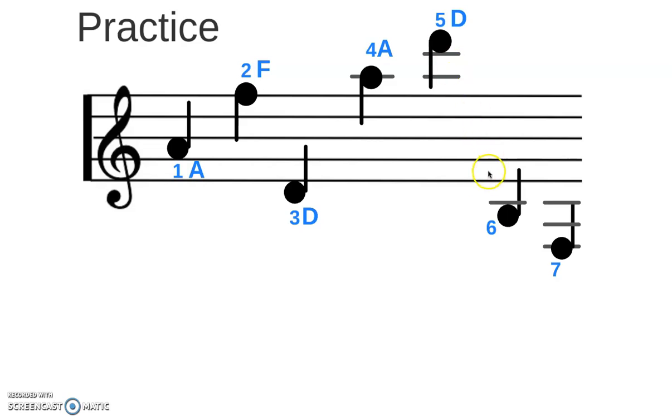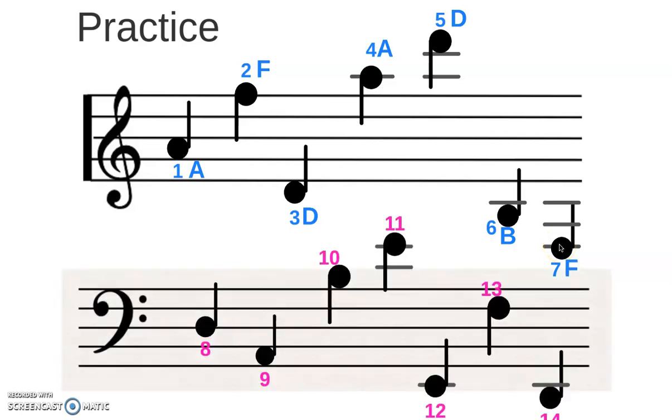All right, number 6. E is here. We're going to count backwards as we go down. E, D, C, B. Keep going from B. B, A, G, F. And that's really all there is to it. Let's do some bass clef.